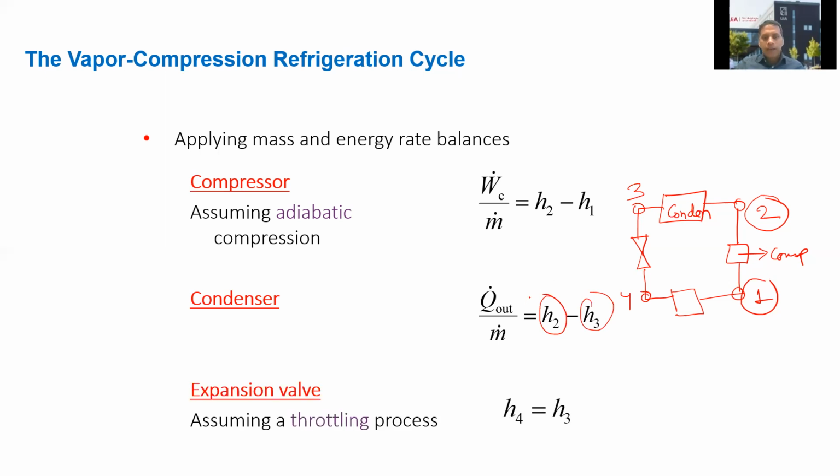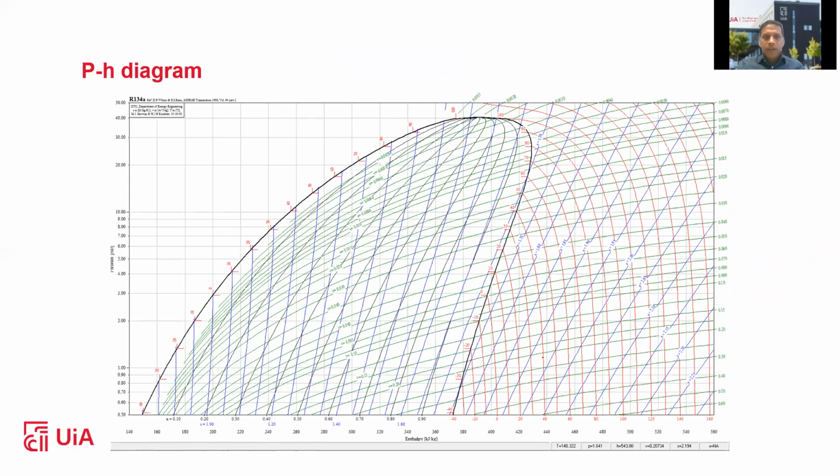Similarly, if you know that H3 is equal to H4, then that means you may know what the expansion valve work is in here. And now, I was talking in the previous two slides about H1, H2, H3, H4. Now I would actually show you how you could calculate this H1, H2, H3, and H4 in a p-h diagram. So this one is known as a p-h diagram of refrigerant.